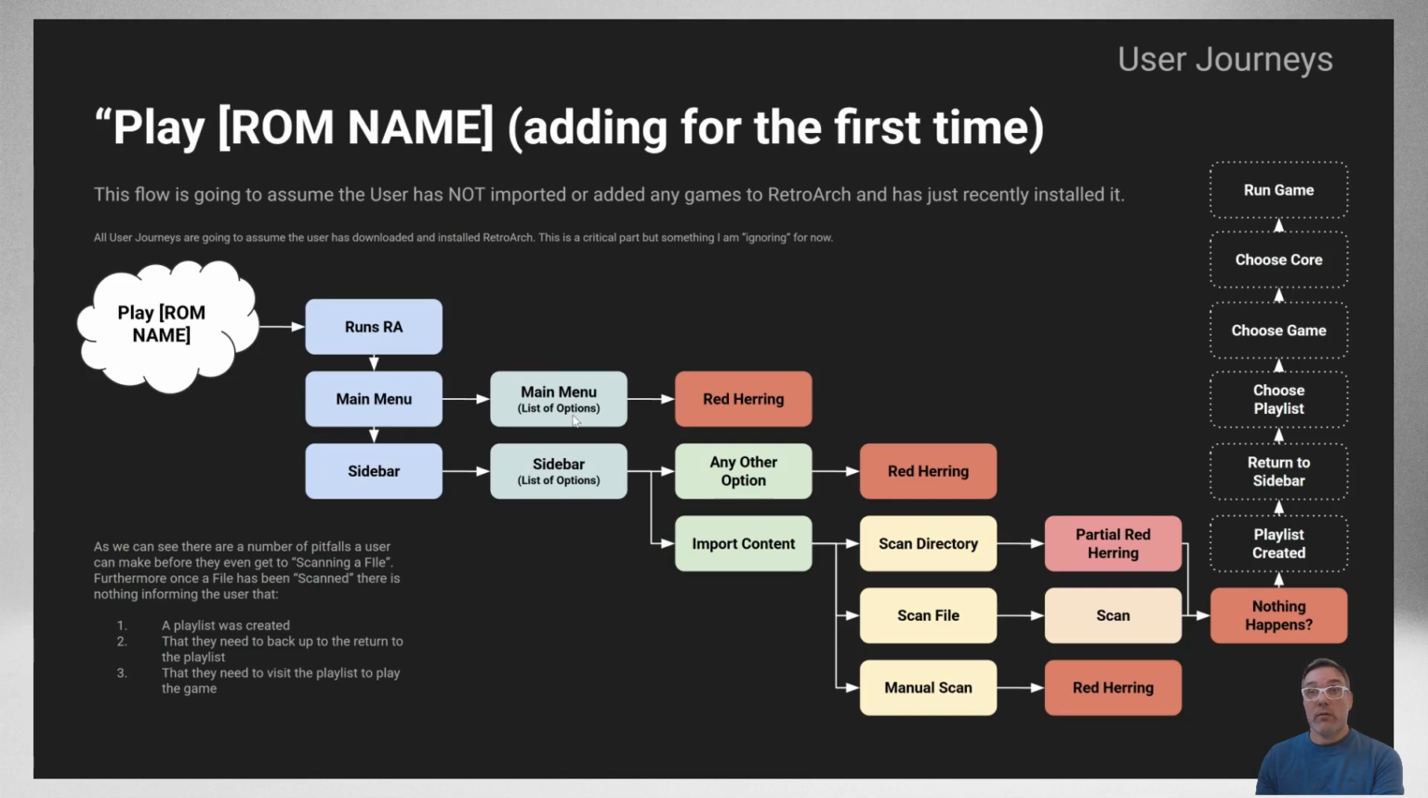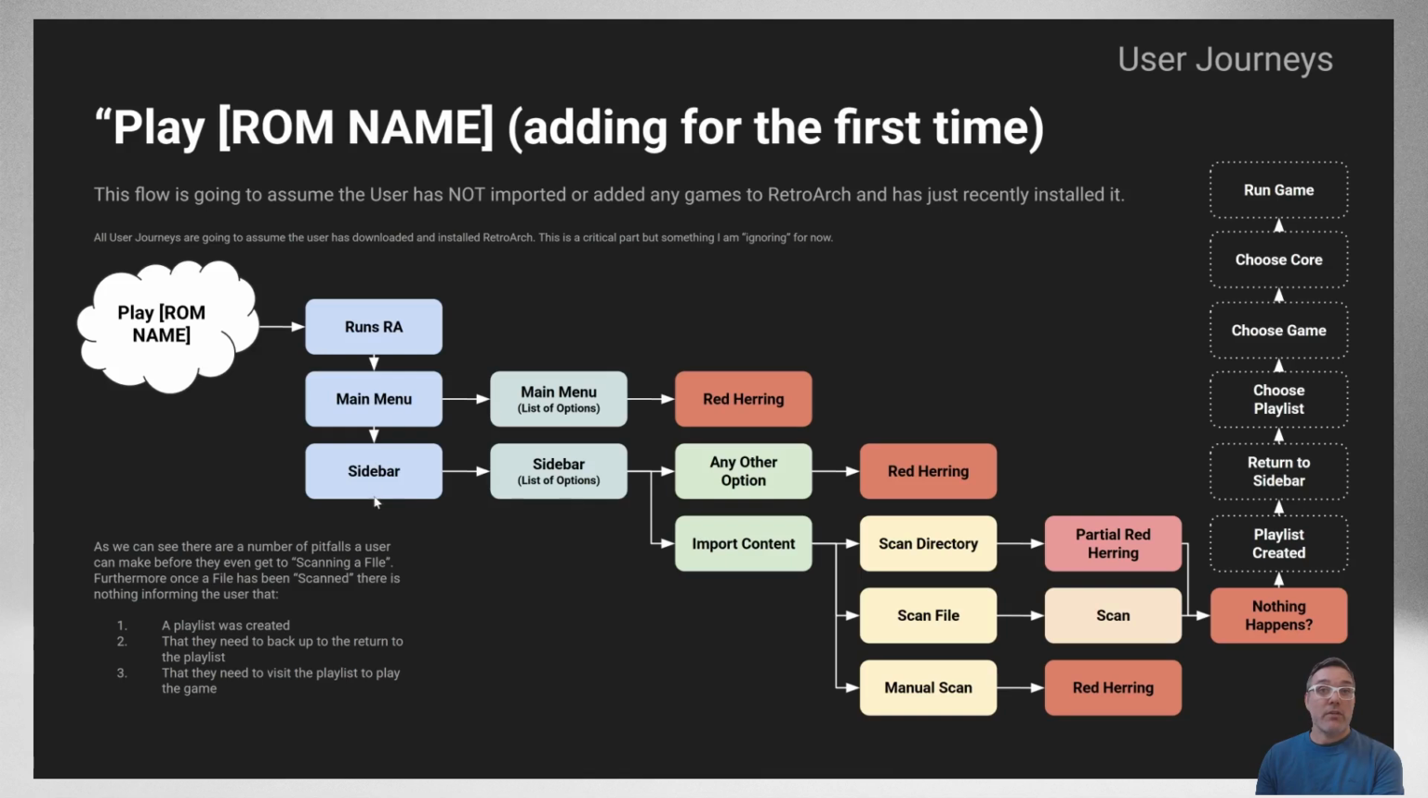Now, the main menu doesn't really present you with anything to do with playing games. So if you, on the right here, choose any of the main menu options, then that's a red herring, right? You're not getting anywhere closer to playing a game, with potentially the exception of if you rabbit hole enough, you can install a core, but you still need to go and create a playlist. So at some point, if you take that side adventure, you have to come back to the sidebar, right? Or already know to navigate down to the sidebar.